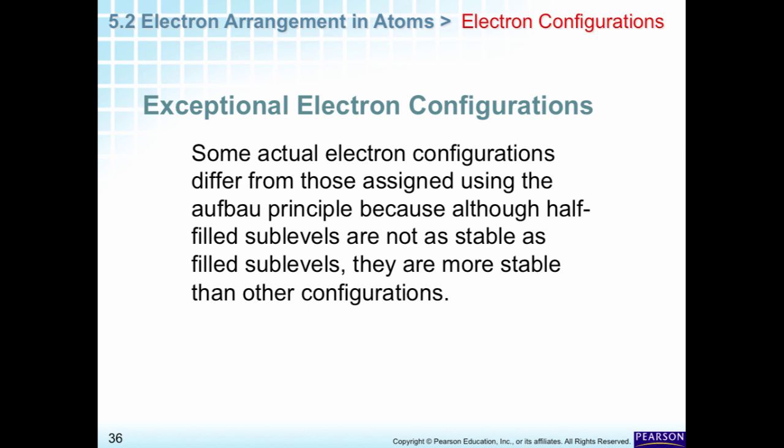And the reason why we have these exceptions is because half-filled sublevels are more stable than almost half-filled or almost filled, especially when you're talking about d and s electrons. And it only really happens between d and s electrons.